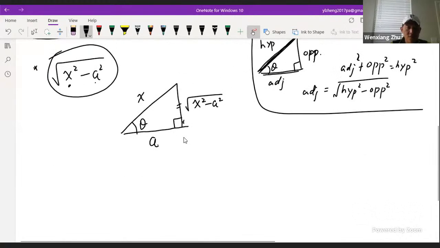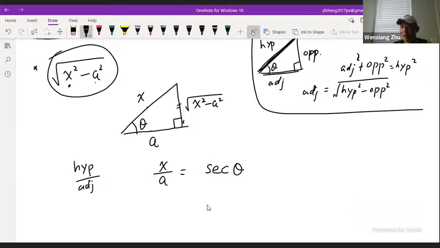Okay, so now let's see how we're going to introduce the trigonometry. We know x over A, hypotenuse over the adjacent. Do you still remember that? Which trig function does it give you? That will give you the secant, right? Secant. So by looking at that, that gives me the hint to do the substitution. You multiply both sides by A, so you have x is equal to A secant theta. So this is the substitution.